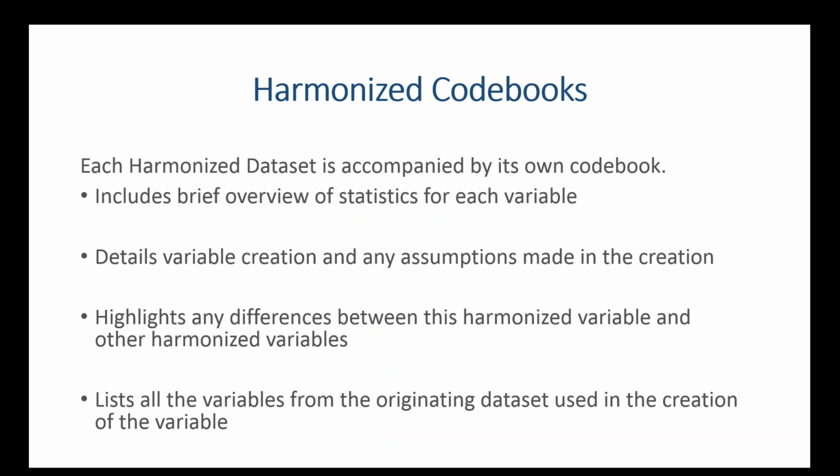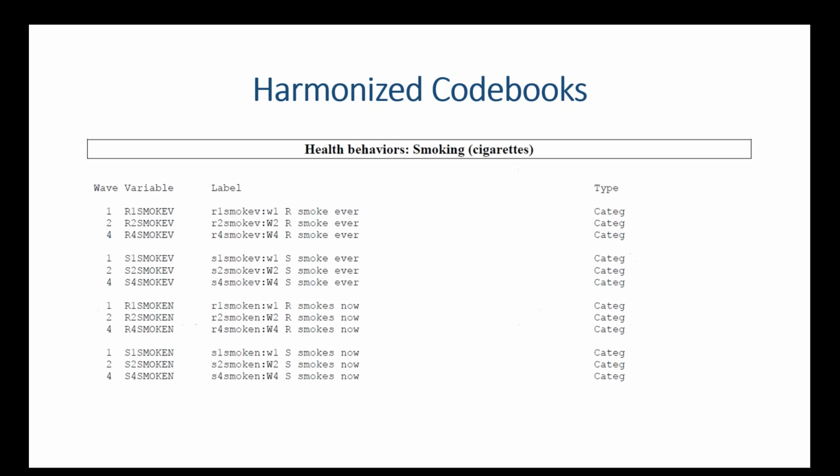So each harmonized dataset is accompanied by its own codebook. This codebook includes a brief overview of statistics for each variable. We detail the variable creation and any assumptions made in that creation. We highlight any differences between this harmonized variable and other harmonized variables. And we list all the variables from the originating dataset used in the creation of the variable. So let's look at what that looks like.